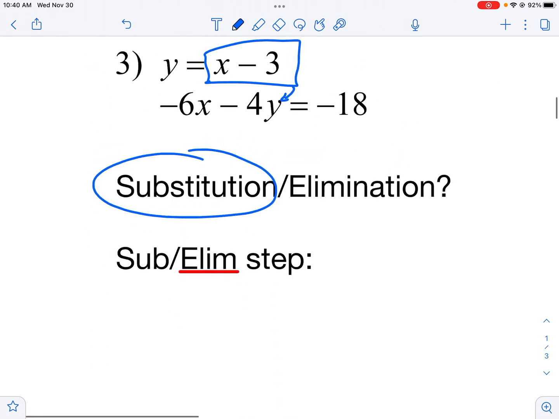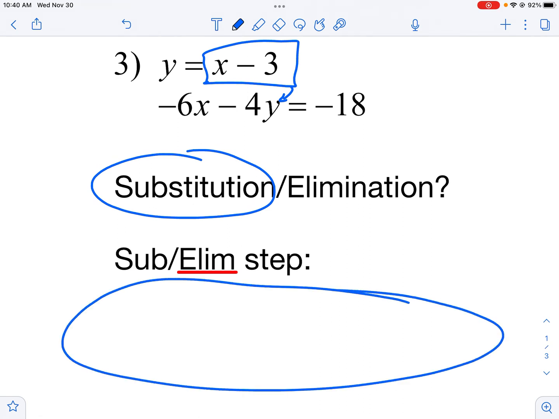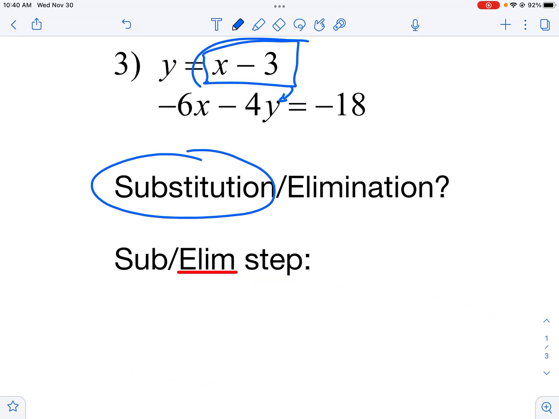Let's jump to 3. And again, let's write down the substitution step. Just write down here what it looks like after you put x minus 3 in the y spot. So let's try it out. See if you can get it done.